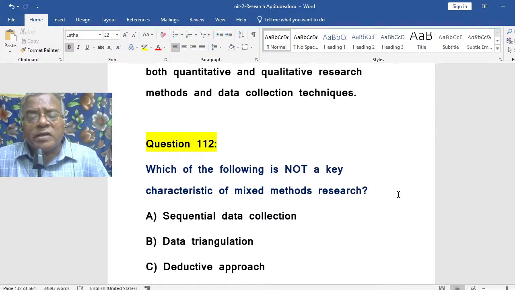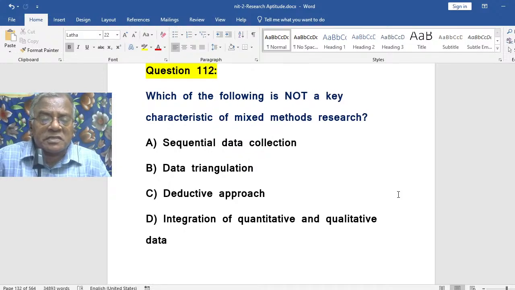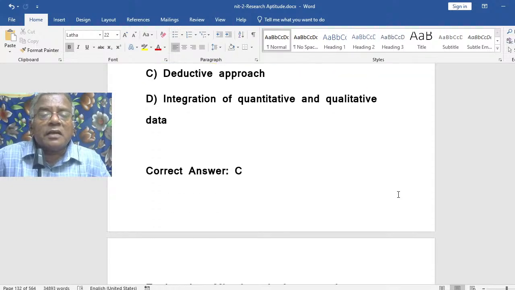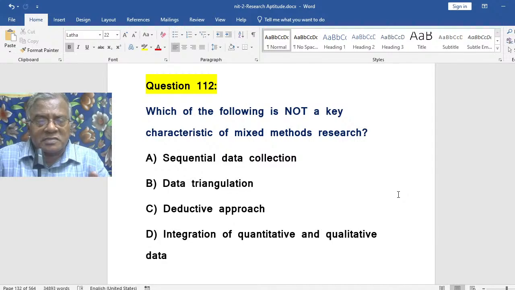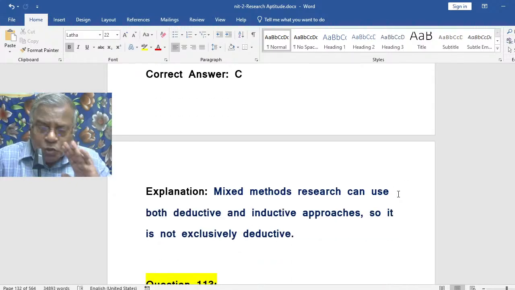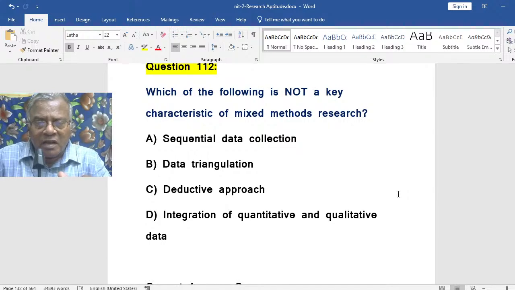Which of the following is not a key characteristic of mixed methods research? That is, the deductive approach is not there. It is not a key characteristic of mixed methods research. Actually, we are using the inductive method as well as the deductive method, but we are not solely using the deductive method. So that is not a key characteristic of mixed methods research.